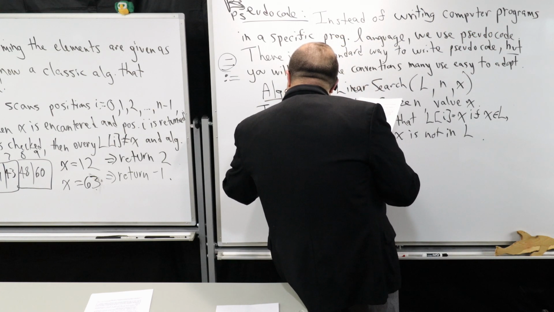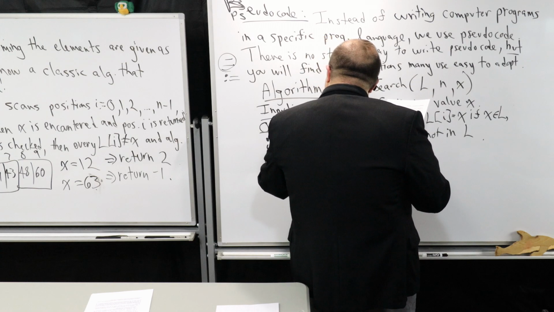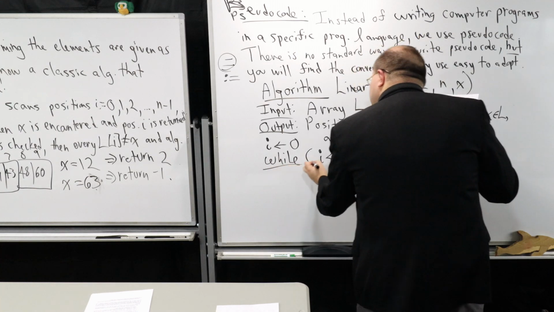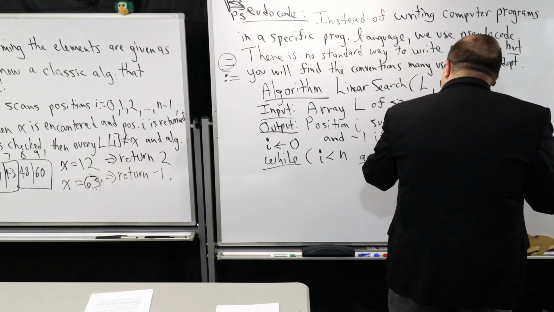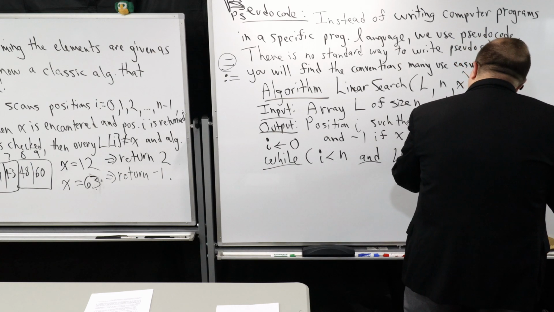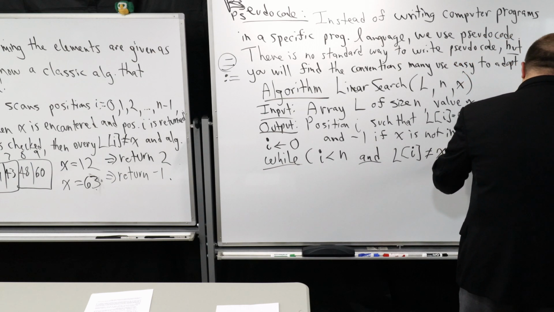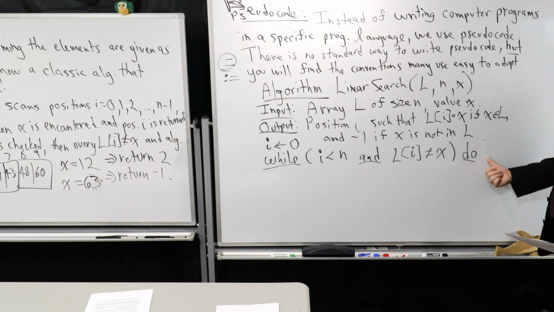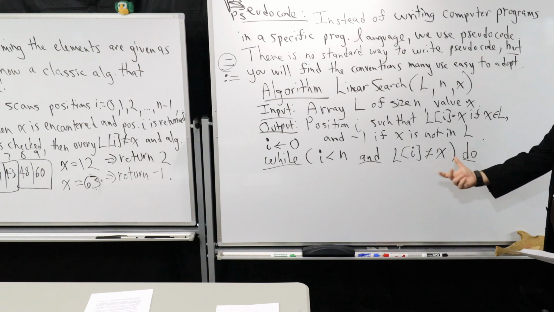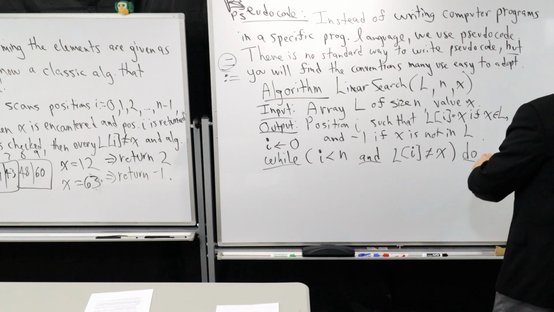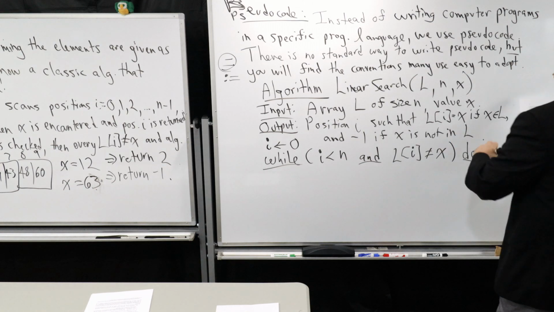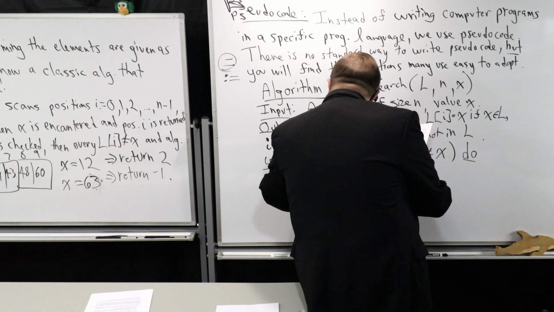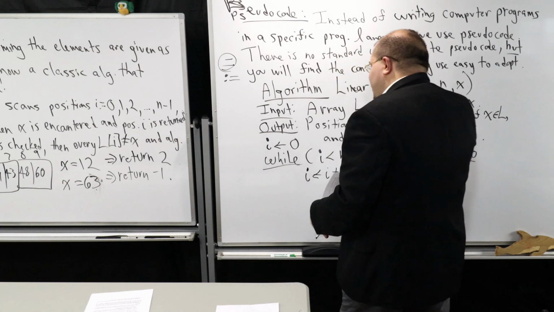And I'm going to make a while loop. I'm going to go while I is less than n, and L sub I is not equal to x. We're going to do the following. You might use braces or curly braces or curly brackets to enclose this, just like you would in a programming language. But I'm not going to, because I only have one line. I'm going to assign I to be I plus 1 in my while loop.